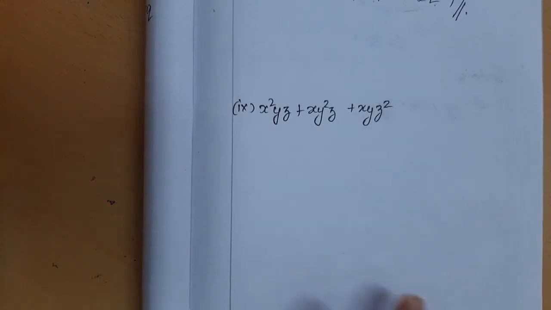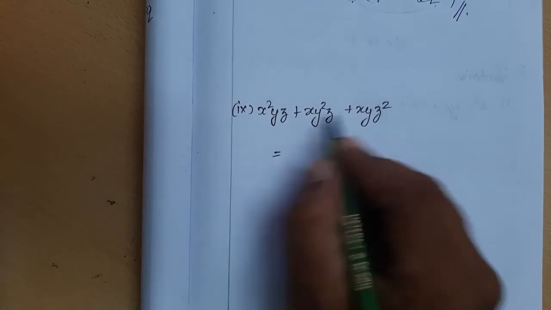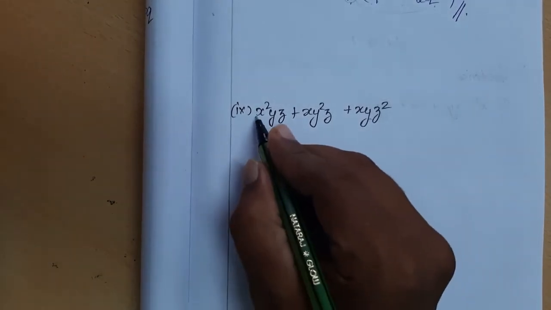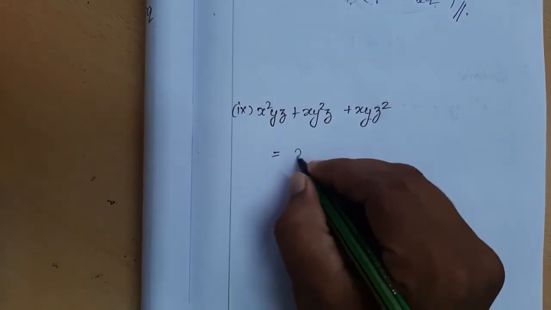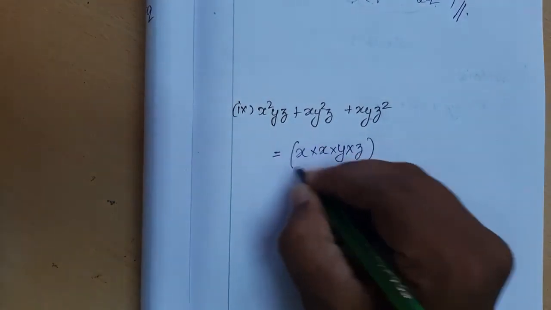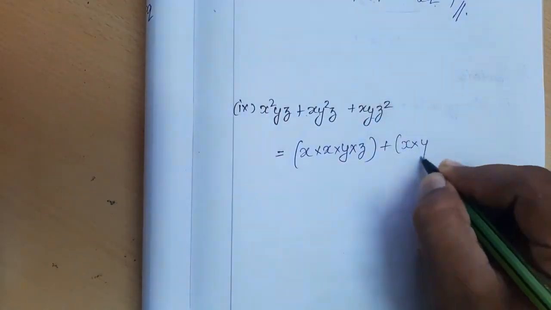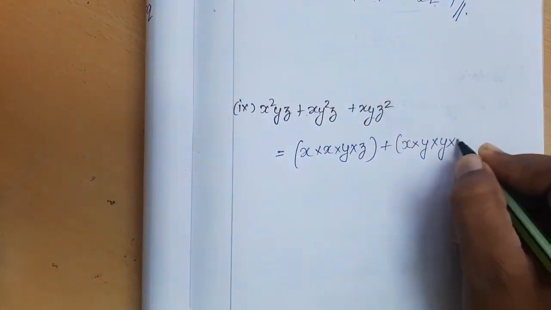So we go for the next. The same, we are going to find the factors for each term. Totally 3 terms are there. First term is x square yz, that means x into x into y into z. Plus here x y square z, so x into y into y into z. So 2 y's and 1 z.